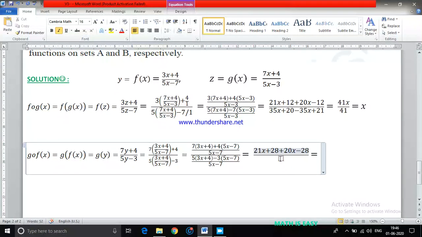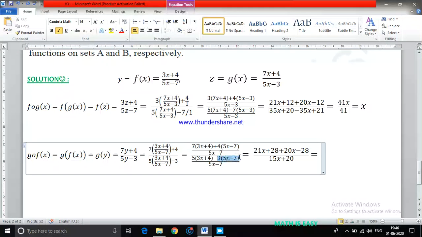Now see the denominator here. We get this denominator by multiplying this whole highlighted term. So let's see, here 5 multiplies with this term. 5 into 3x is 15x, plus 5 4s are 20.